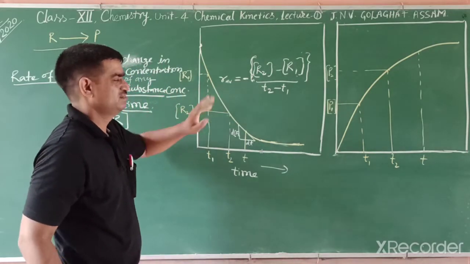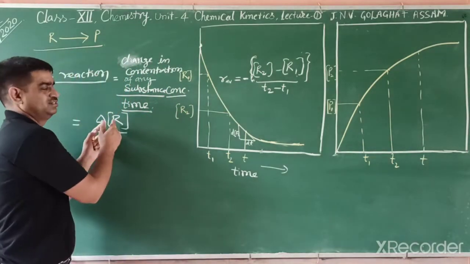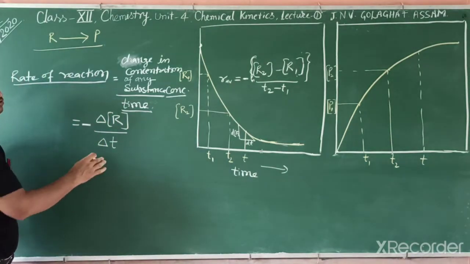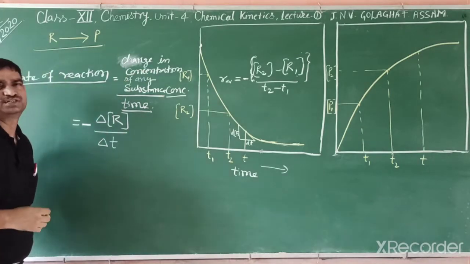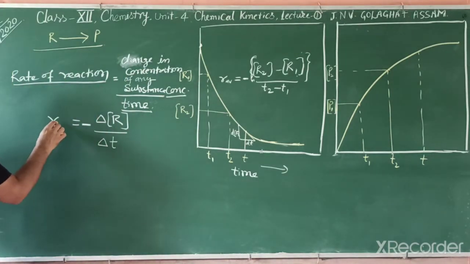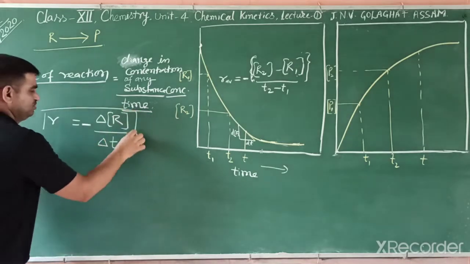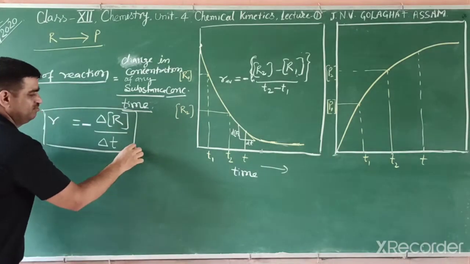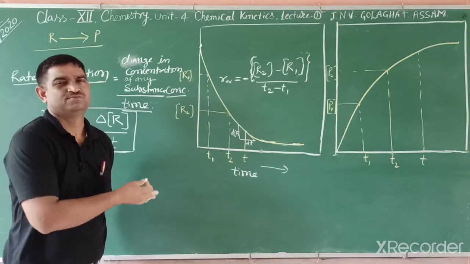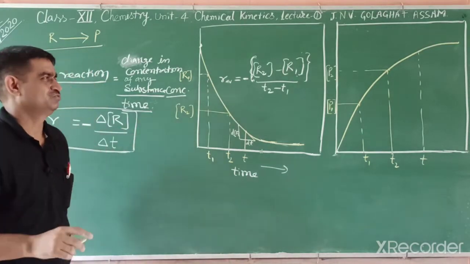So we write for the rate of reaction, change in concentration, with a negative symbol here. Why? To make the rate of reaction positive. So we multiply by a negative sign. This is the formula for any reactant. If there are two or more reactants, we can also write it by a single reactant.